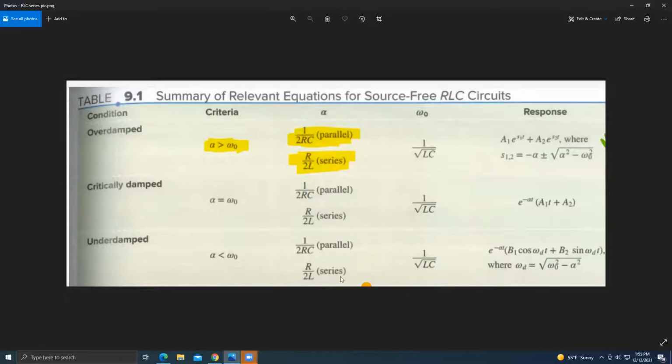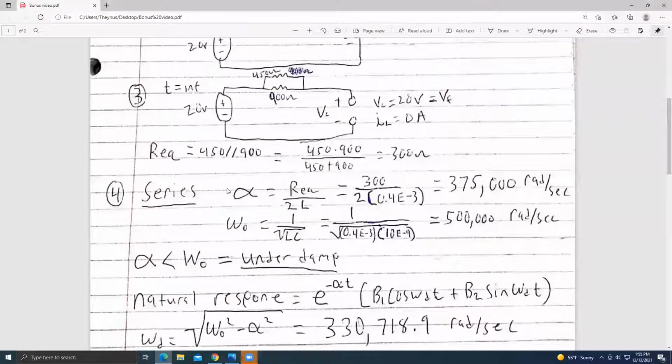Well, this is going to be a circuit that's in series. So our alpha is going to be equal to R over 2L, which in this case will be our R equivalent. And omega naught is going to be equal to 1 over the square root of LC. All right, let's go back and do that then. So we are in series, as we've determined. Therefore, our alpha is equal to R equivalent over 2L, which is going to be equal to 300 over 2 times 0.4 e minus 3. This just means 0.4 times 10 to the negative 3, just a shorthand way of writing it. In this case, our alpha is equal to 375,000 rads per second.